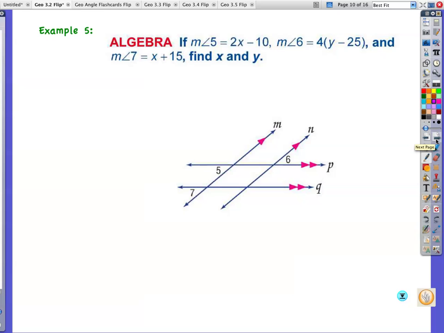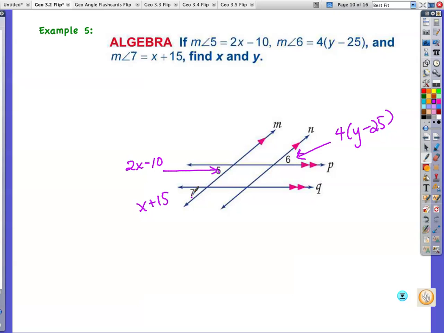Example number 5. Now they're going to throw the algebra at you. The measure of angle 5 is 2x minus 10, so I'm going to write that in. The measure of angle 6 is 4y minus 25. And the measure of angle 7 is x plus 15. Find the value of x and find the value of y. Right away I have to look for a relationship between 5 and 7, because angle 6 has a y in it and these both have x's. So I better be looking at what I can do with angle 5 and angle 7.